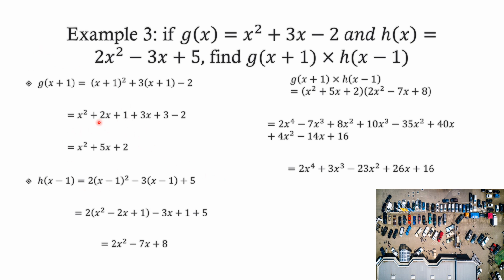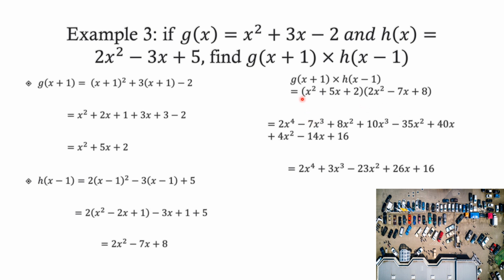Then our final answer will be the one which will be in the form of multiplication. So we multiply by distributing the first bracket to the second bracket. So x squared will be distributed to the whole of this expression. 5x will be distributed to the whole of this expression. We repeat the same process after that. We group like terms and our final expression will be 2x power 4 plus 3x power 3 minus 23x squared plus 26x plus 16. So note that whenever you are distributing, it means you are dealing with multiplication of polynomials.